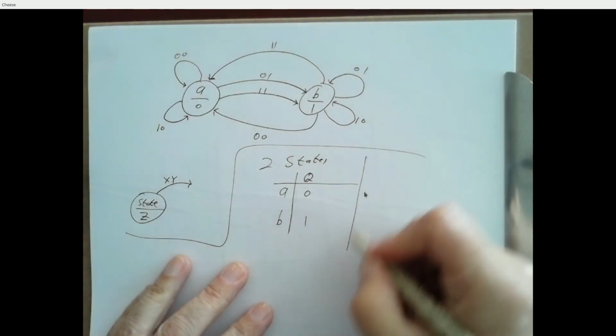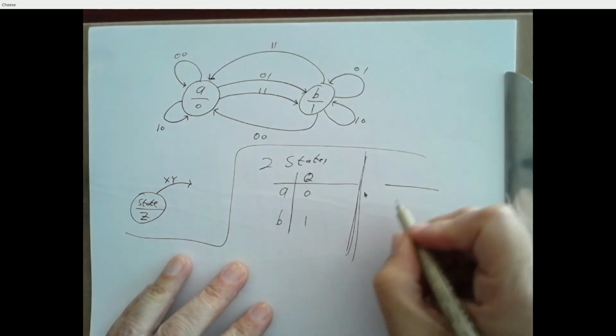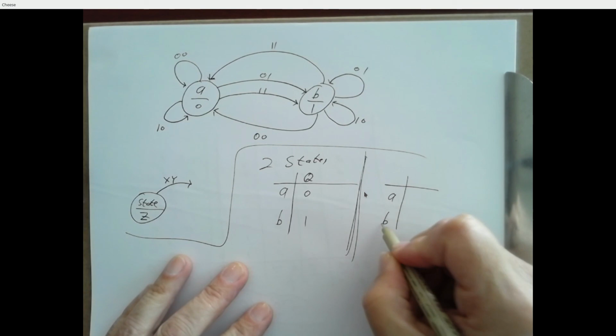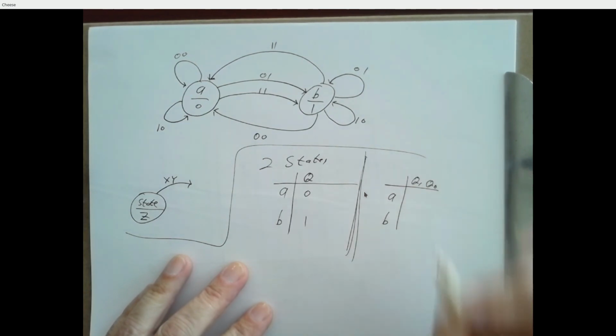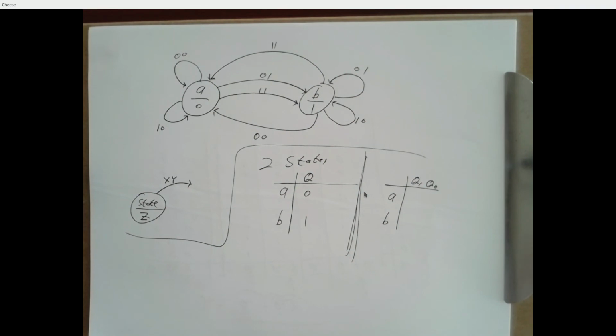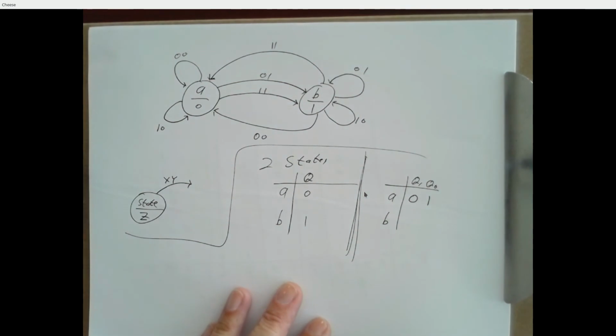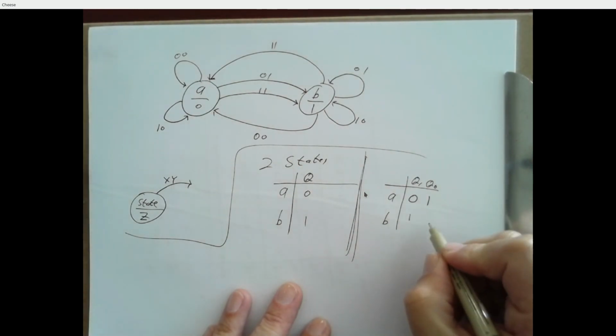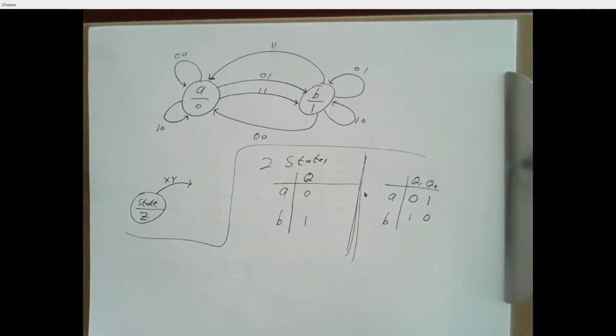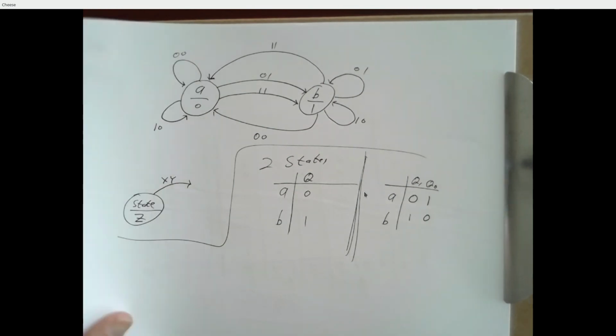But there's a different way we could code this, which is to use 2 flip-flops. And we could say in state A, Q1 is a 0, Q0 is a 1. In state B, Q1 is a 1, Q0 is a 0. Now, why would we want to use 2 flip-flops when we can get away with 1? There's no real good reason here. But let me show you a different example.